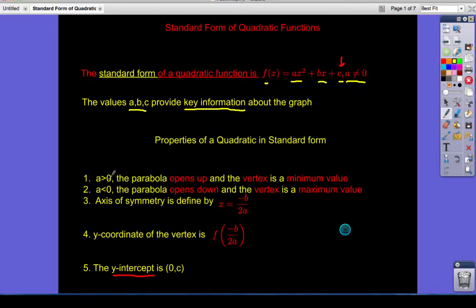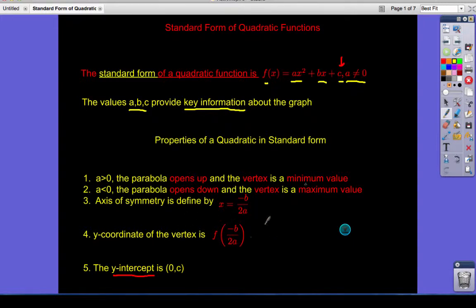Some properties of quadratics in standard form: if a is greater than 0, the parabola opens up and the vertex is a minimum value. If a is less than 0, the parabola opens down and the vertex is a maximum value. The axis of symmetry can be defined, but it's not as easy as it was with vertex form, where it was x equals h. The axis of symmetry here is defined by the equation x equals negative b over 2a.